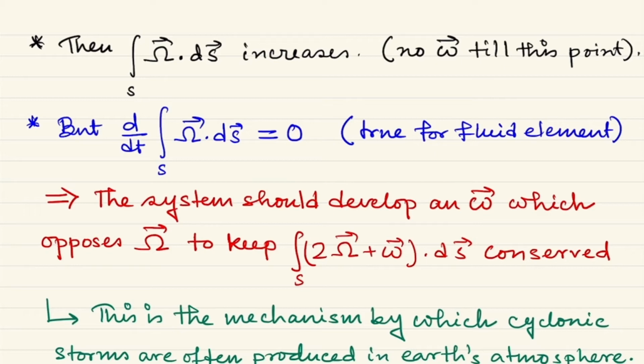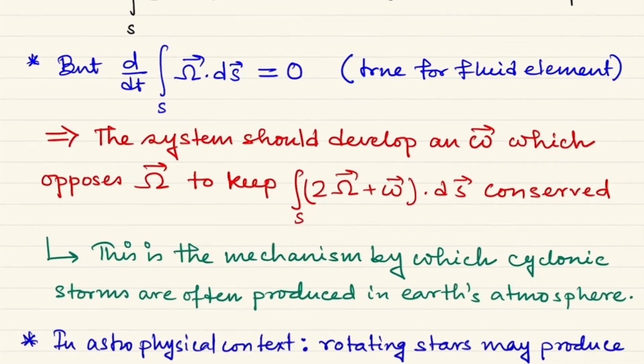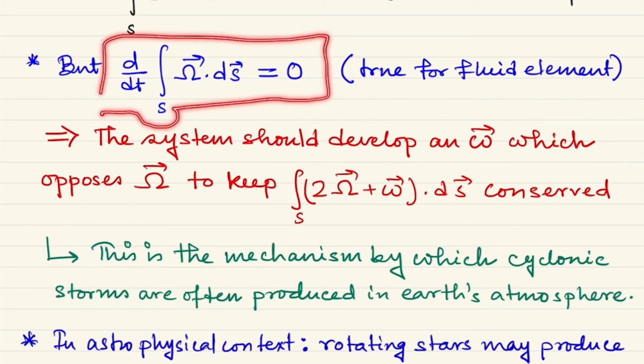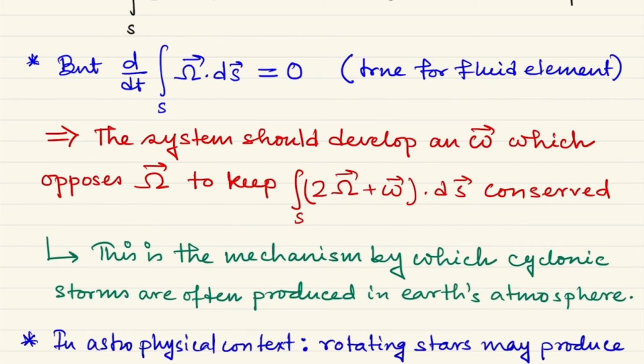Okay, so this is what I am trying to say: due to this generalized Bjerknes theorem or generalized frozen-in theorem, you can actually see that the system should develop some omega by virtue of this omega. Okay, so this is exactly the mechanism by which very frequently cyclonic storms are produced in Earth's atmosphere.